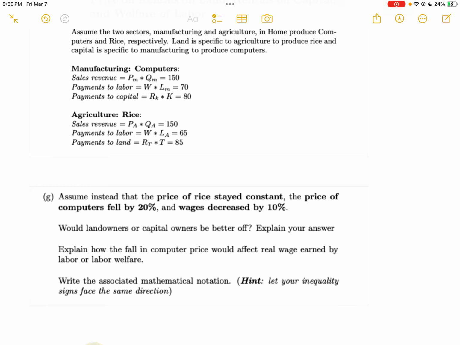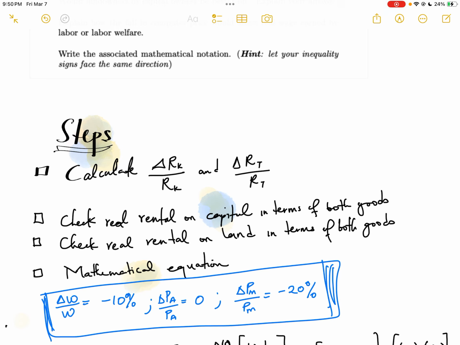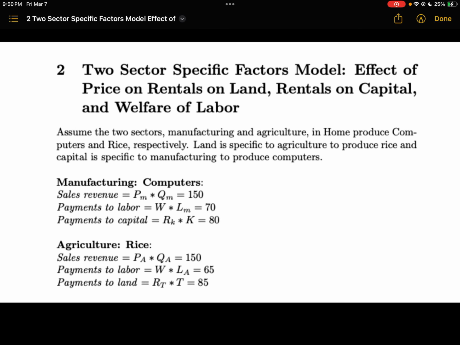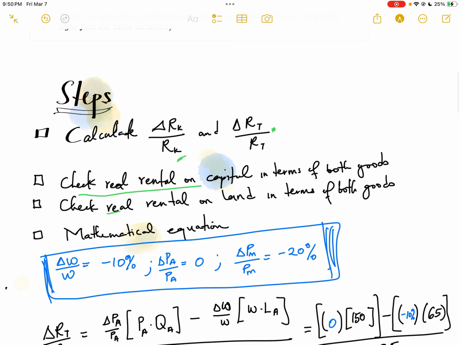All right, so I got a bit of the work done. To get us started, here are the steps. We are first going to calculate percentage change in rental on capital, and then calculate percentage change in rental on land. After that, we'll check the real rental on capital in terms of the two goods, rice and computers. And then we'll check the real rental on land in terms of the two goods, and then write out the mathematical equation. This is what we were given.